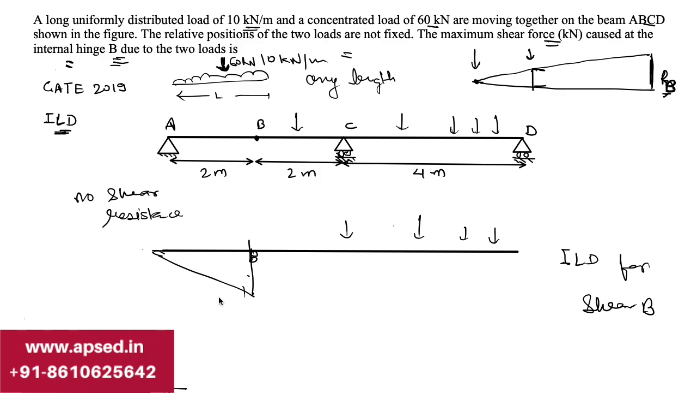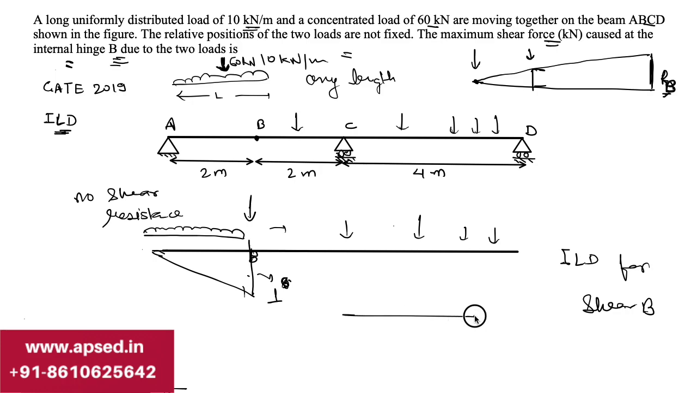Now once we know the ILD, the rest is very simple. We'll apply the point load at the place where the ordinate is maximum. So at B, the ordinate is maximum. Here we'll apply the point load, and for this whole length, we'll apply the uniformly distributed load. Now because there is no ordinate on the right side, the ordinate here itself will be 1.